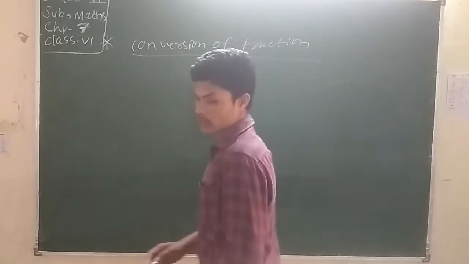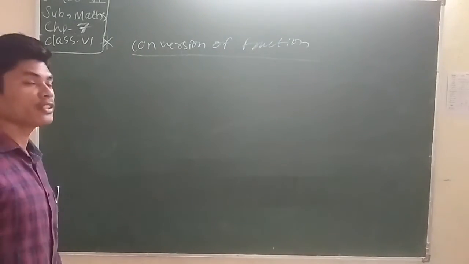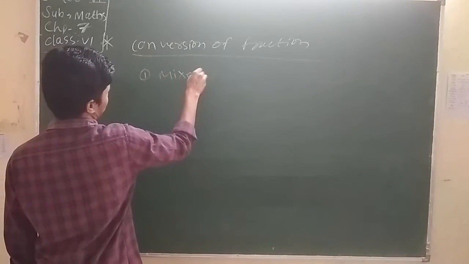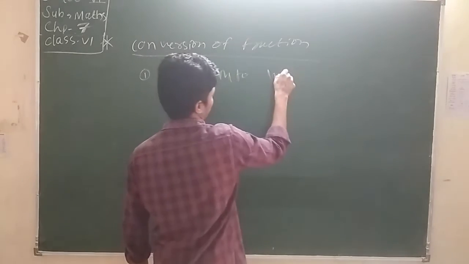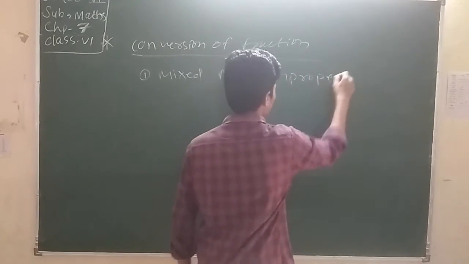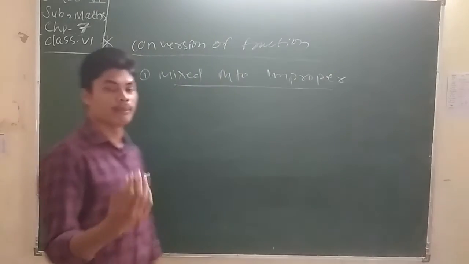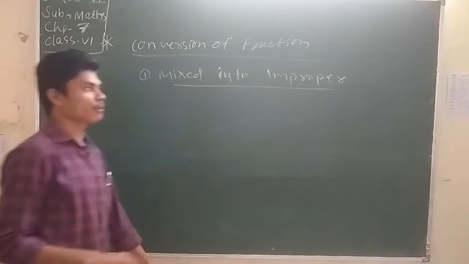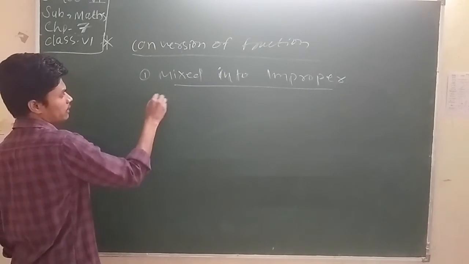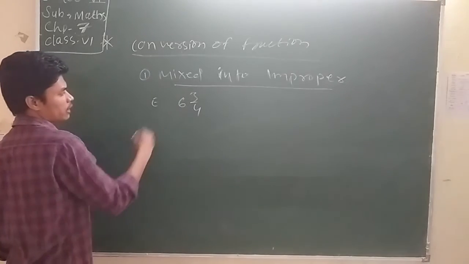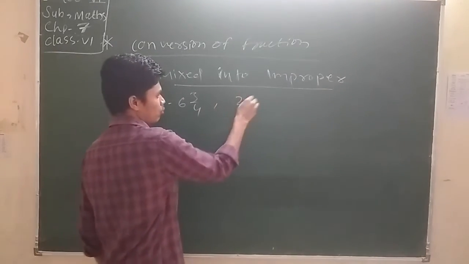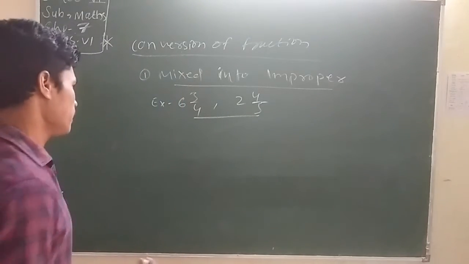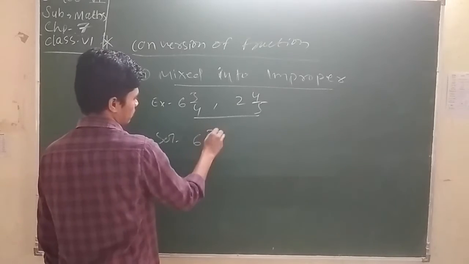First we discuss conversion of mixed fraction into improper fraction. How to convert a mixed fraction into an improper fraction? Examples: 6 whole 3 by 4, and 2 whole 4 by 5. Here both are mixed fractions. How do I convert? See here, 6 whole 3 by 4.